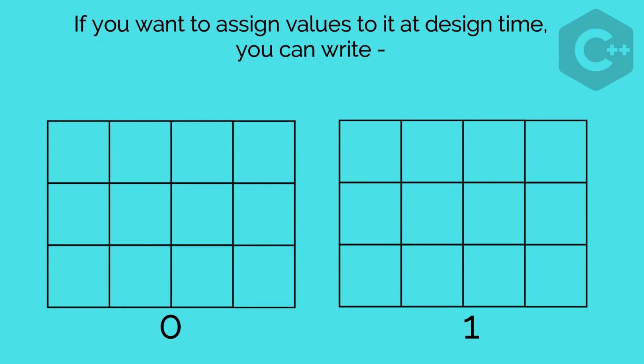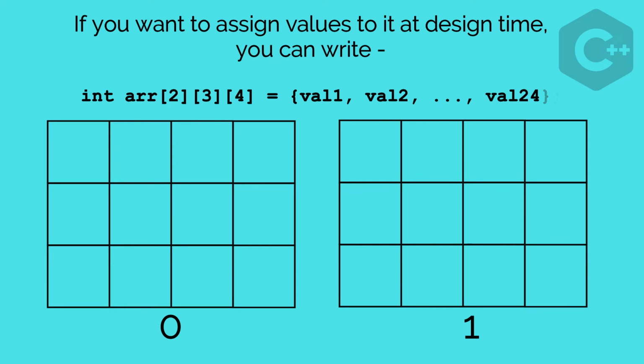If you want to assign values to it at design time, you can either write int ARR of 2, 3, 4 is equal to, and inside the curly brackets you can give all the 24 values separated by comma, which we have also seen with 2D arrays. But ideally you should try to segregate with curly brackets like this.